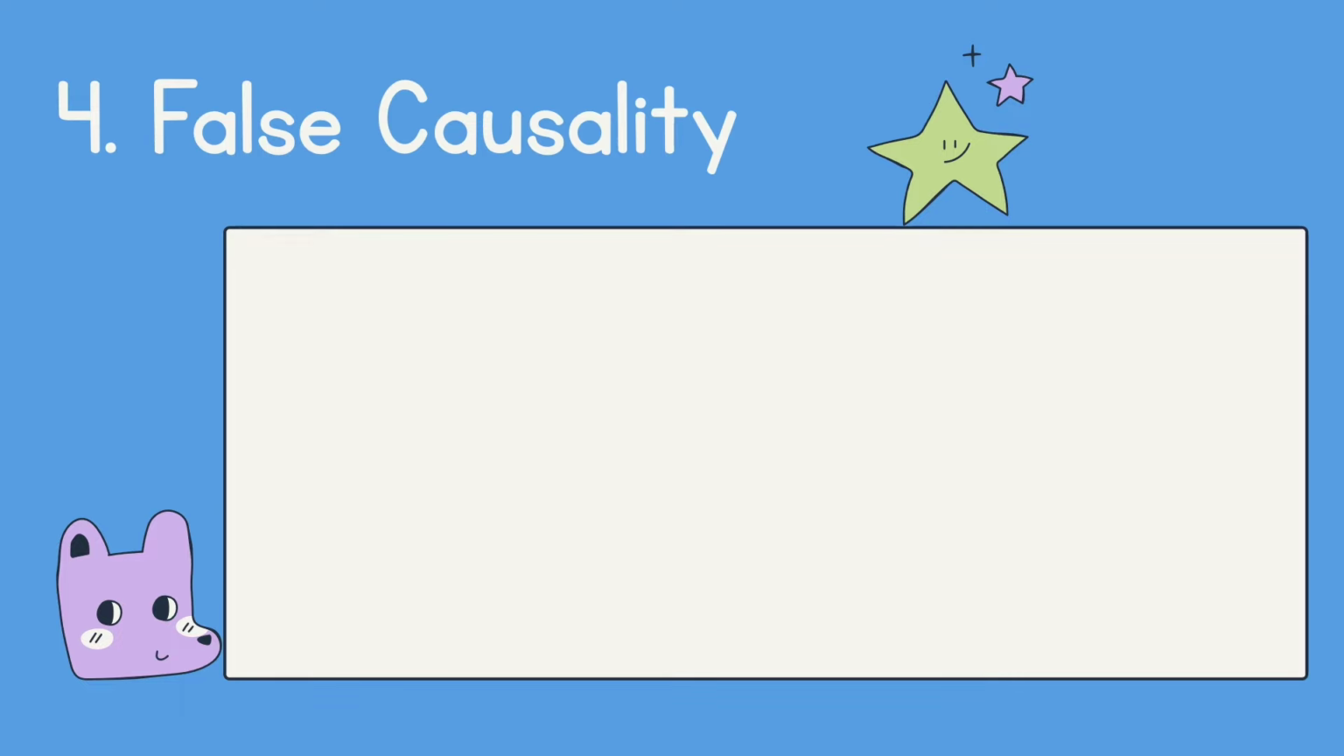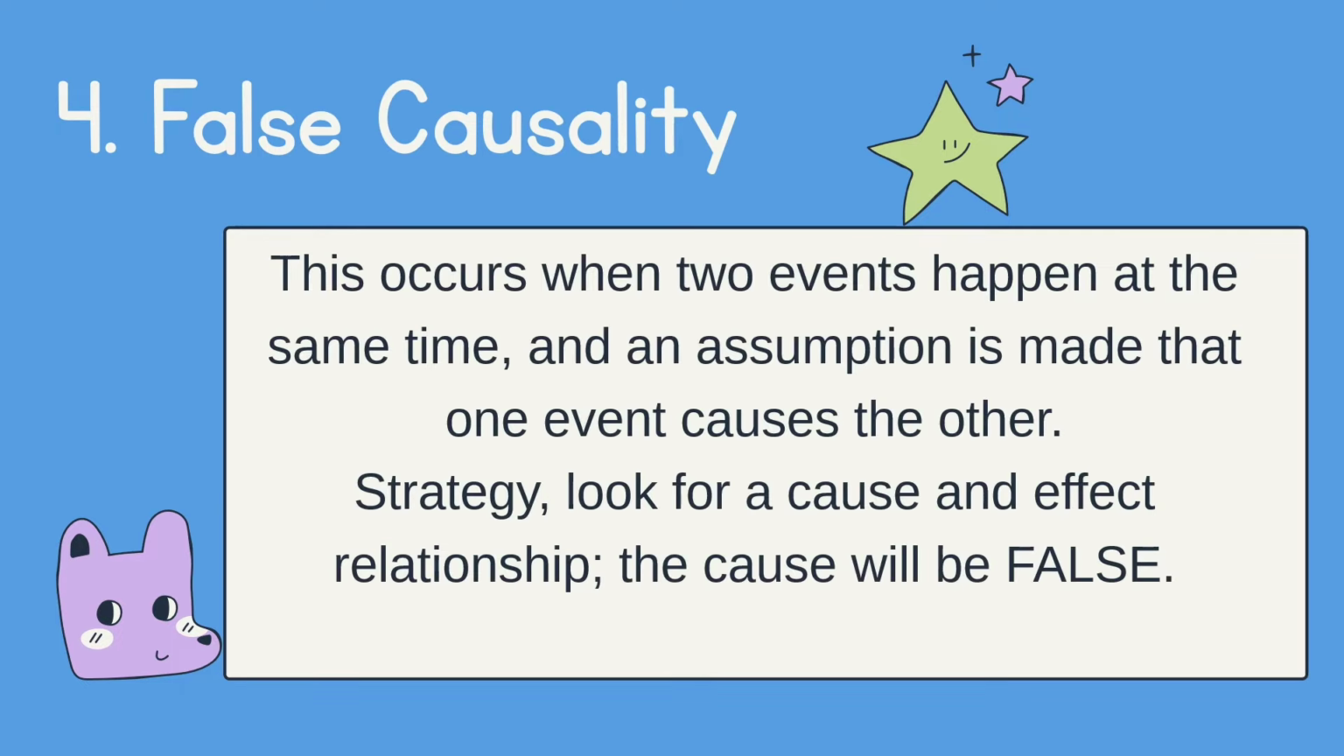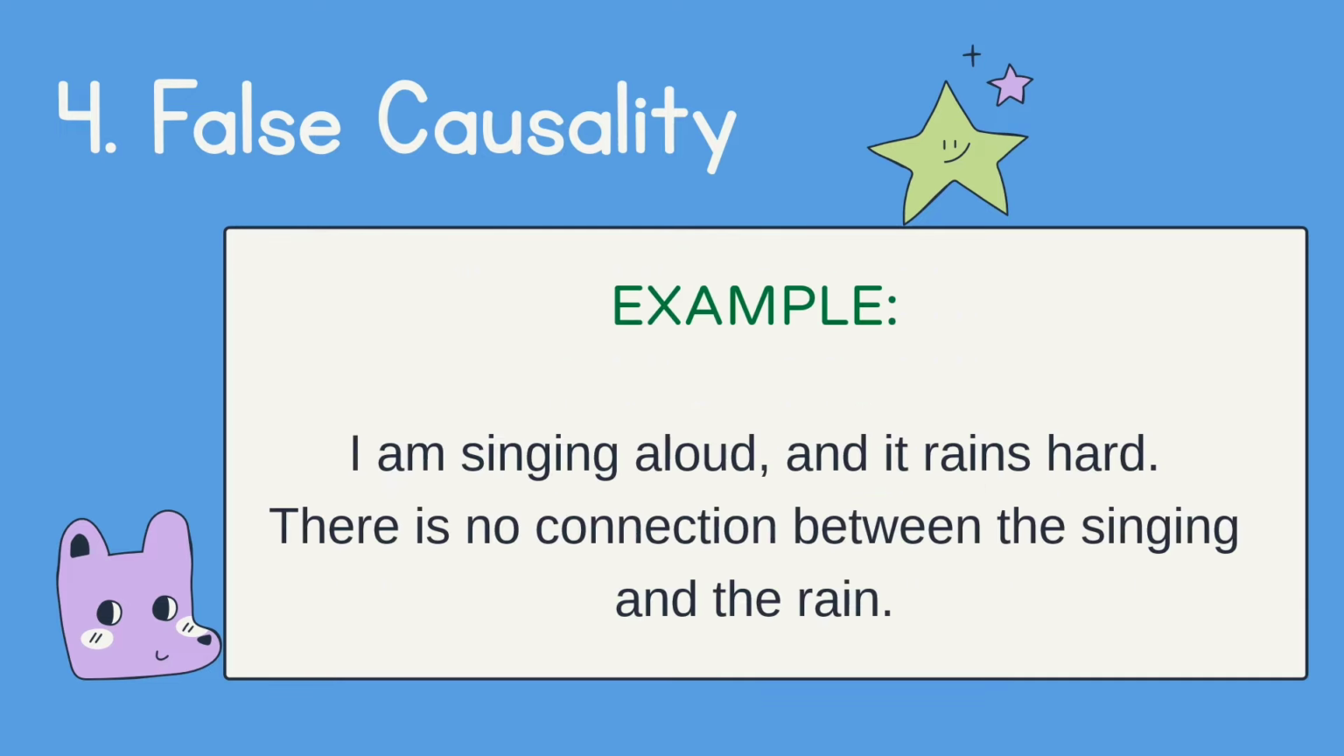Number 4, false causality. This occurs when 2 events happen at the same time, and an assumption is made that one event causes the other. Strategy: look for a cause and effect relationship. The cause will be false. For example, I am singing aloud and it rains hard. There is no connection between the singing and the rain.